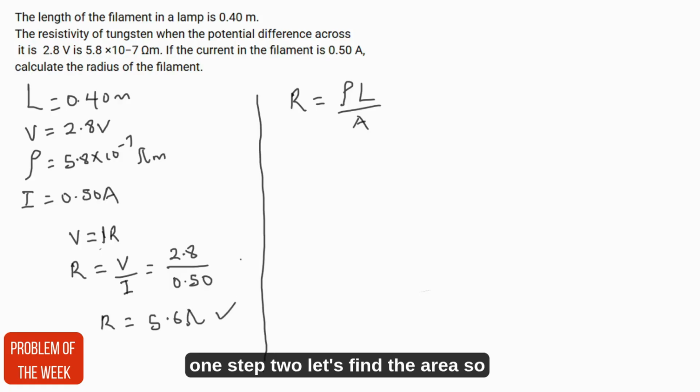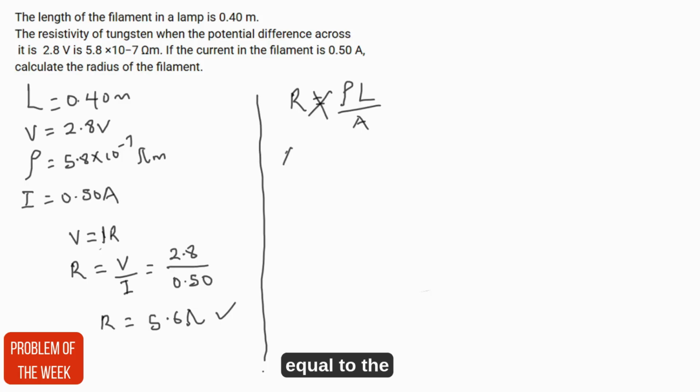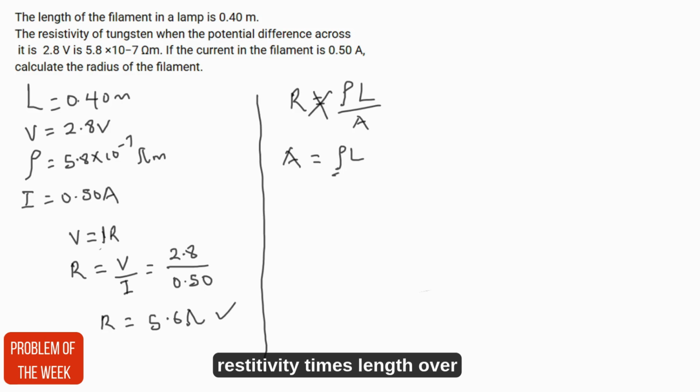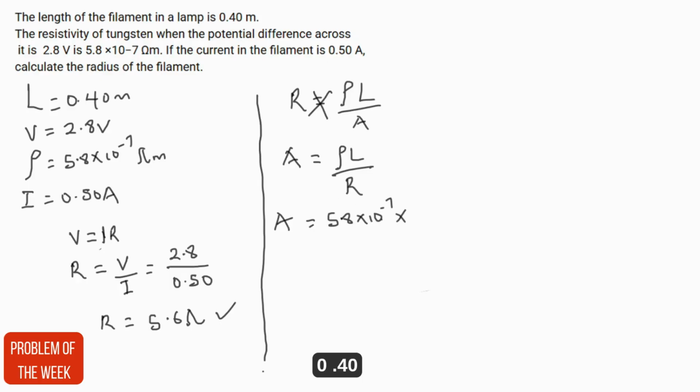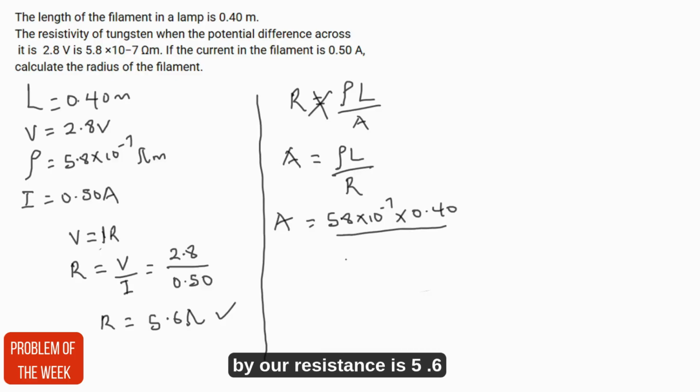That's step one. Step two, let's find the area. So if we transpose this, we have area equal to resistivity times length over the resistance. So plug in the values. Our resistivity is given as 5.8 times 10 to the minus 7, times our length, 0.40, divided by our resistance, 5.6.